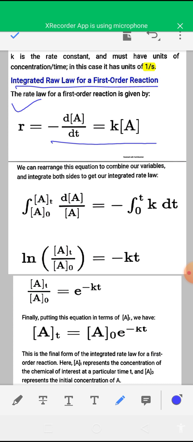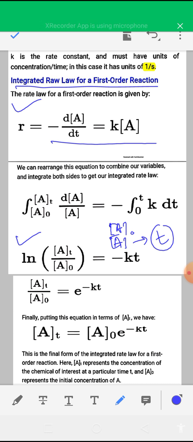Now on simple integration, we will get ln At by A naught is equal to minus Kt, where A naught is the initial concentration of reactant when time is 0, and At is the concentration of reactant A at time t.